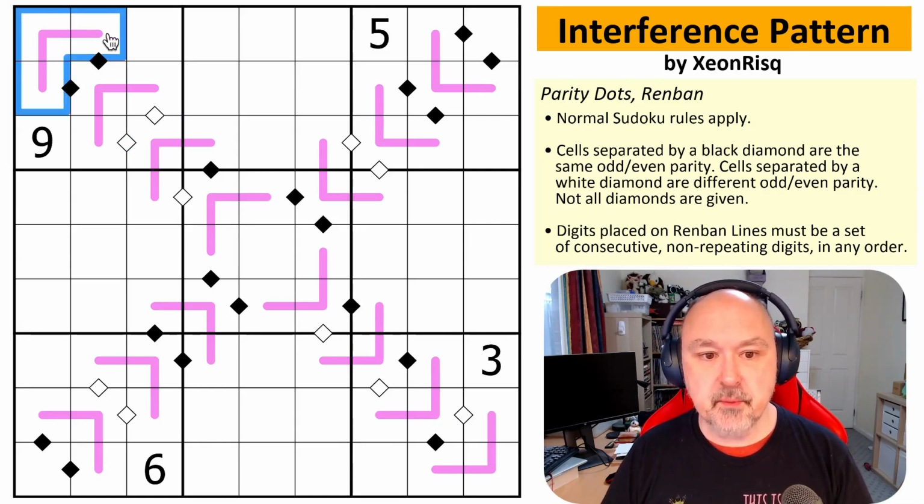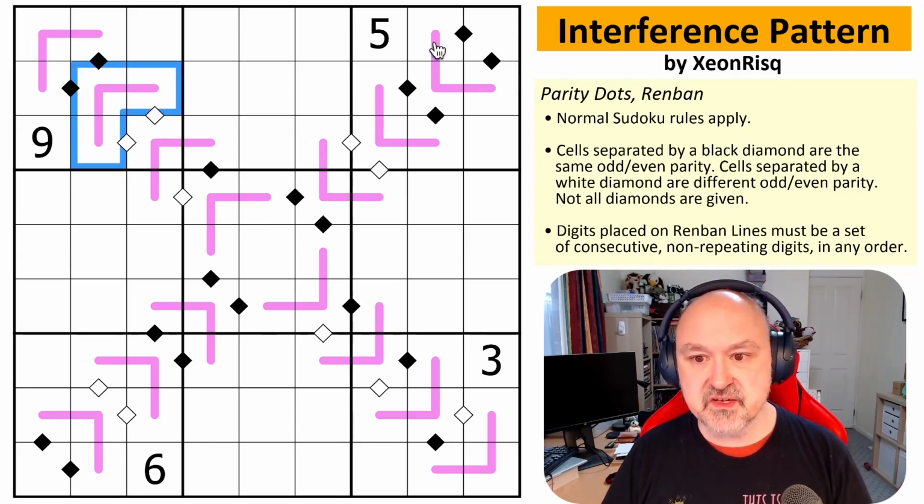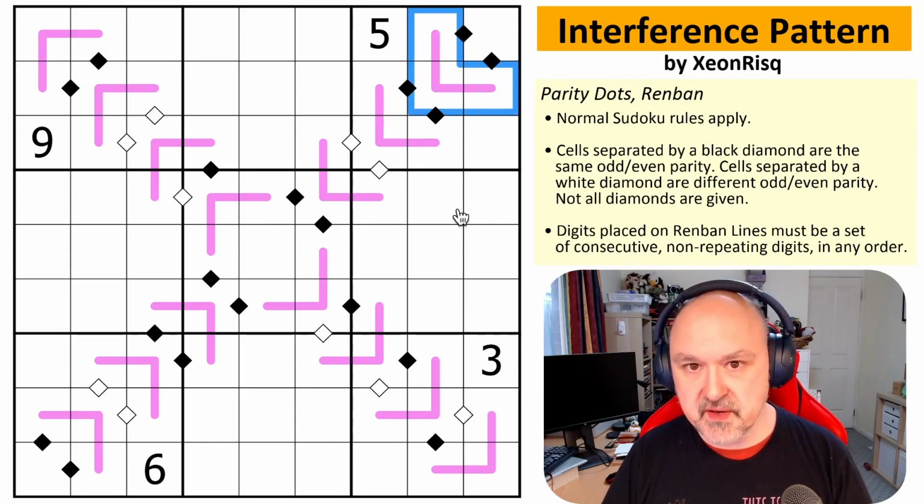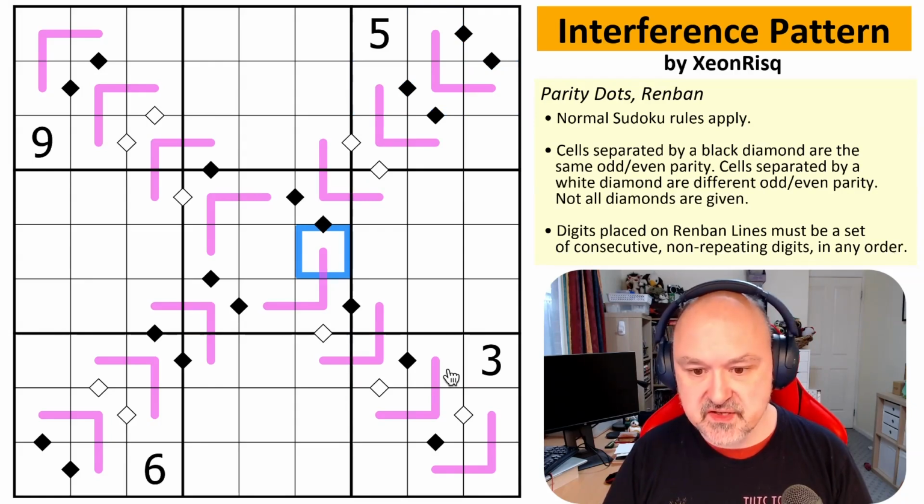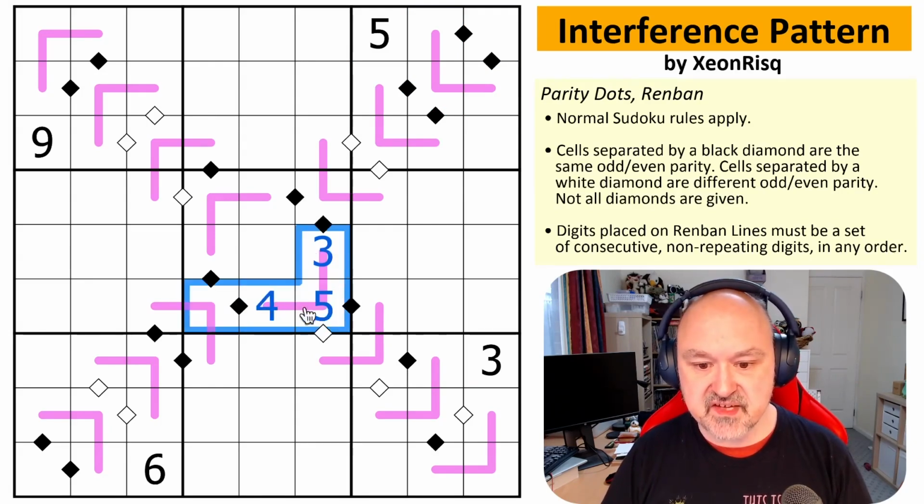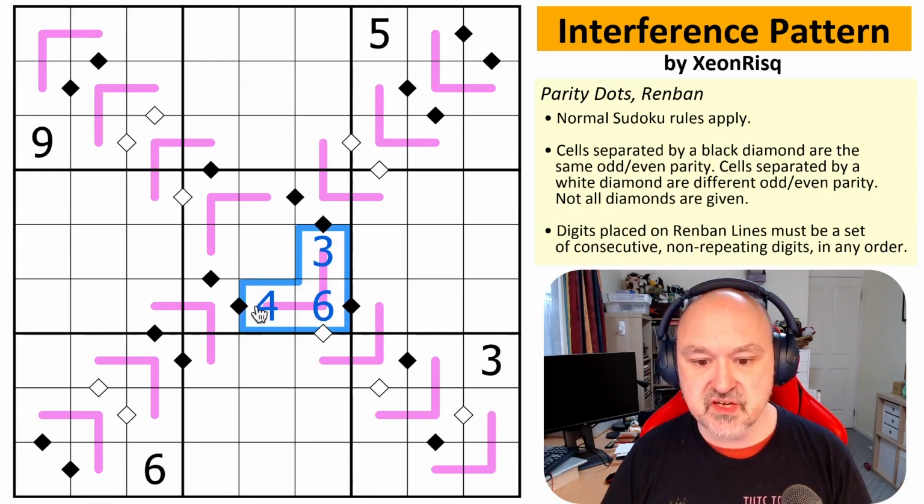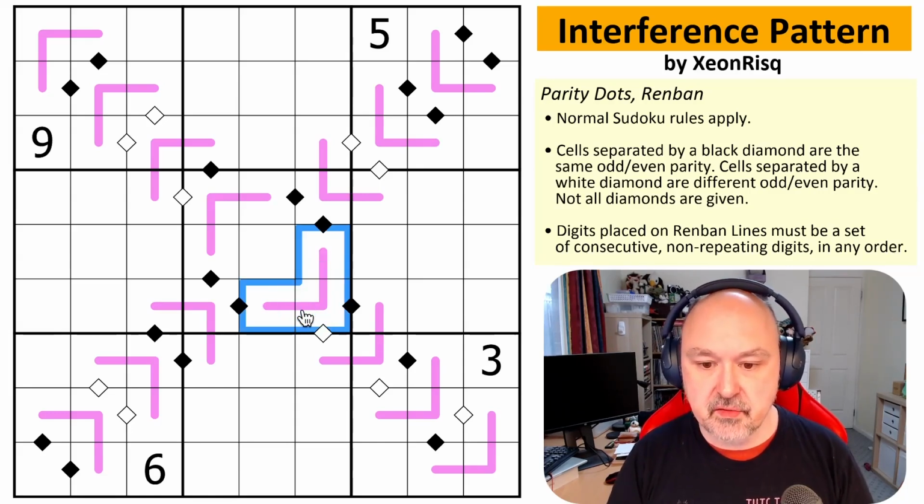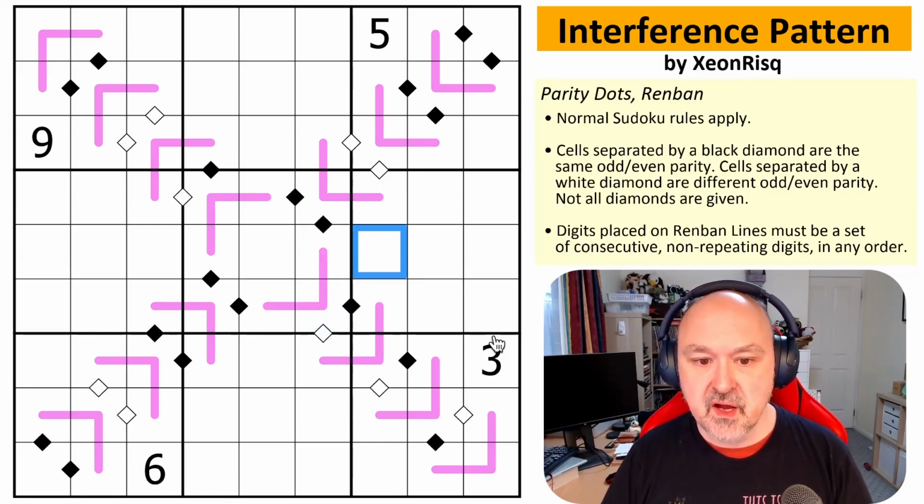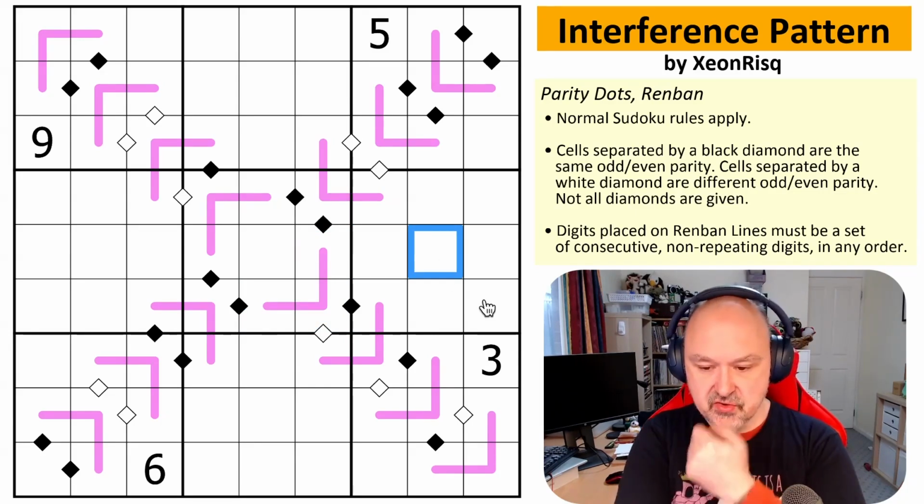And then you've got these purple lines, which are Renban lines, which must contain a set of consecutive non-repeating digits in any order. If this was a 3, then on this line I could put, say, a 4 and a 5. That's a consecutive set, or I could change this 5 to a 2, and that would still be a consecutive set. I could not make this a 6 because that is not a consecutive set. 3, 4, 6 does not work. So that's the way this goes. Let's give this a shot.